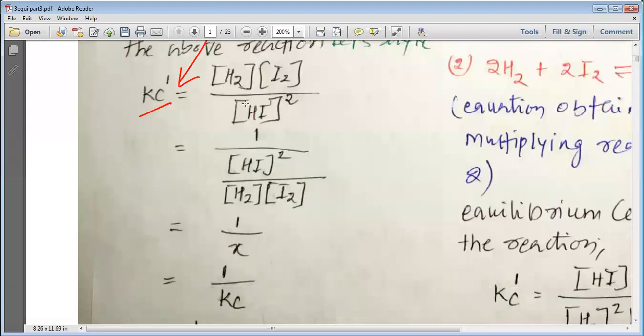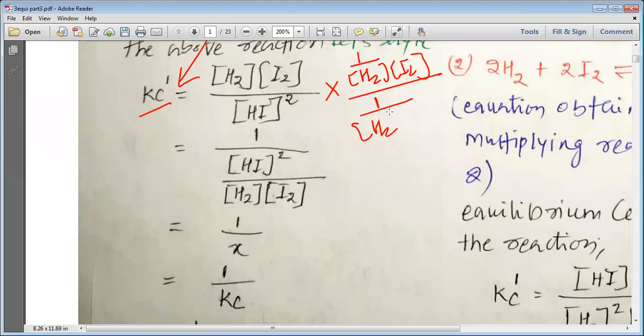Now if I multiply this equation with 1 upon H2 and I2, divided by 1 upon H2 into I2, what happens? This H2 and I2 can be cancelled, and this HI square will have H2 and I2 under it. So this is what happens in the next step. Here Kc dash is equal to 1 upon HI square divided by H2 divided by I2.